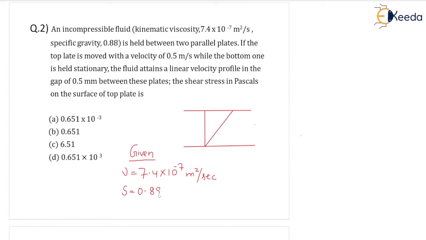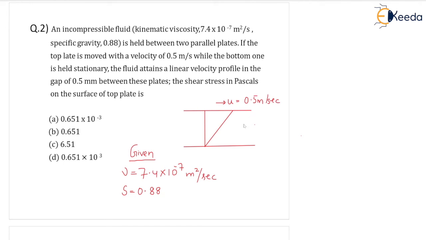So what is the use of specific gravity? There is no direct formula for S. Whenever a specific gravity is given, you have to multiply by 1000 to get the density of the fluid. The fluid is held between two parallel plates. The top plate is moving with a velocity u equal to 0.5 meter per second.